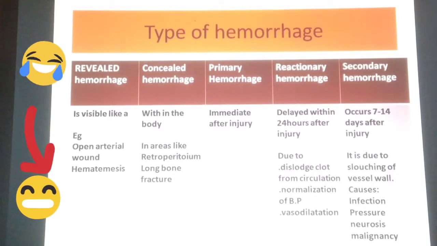In secondary hemorrhage, there is bleeding that occurs 7 to 14 days after the injury has been caused. This is due to sloughing of the vessel's wall. This sloughing of the vessel wall can be caused by either infection, pressure necrosis, or malignancy that later on erodes the vessel, and similarly bleeding occurs from that area.